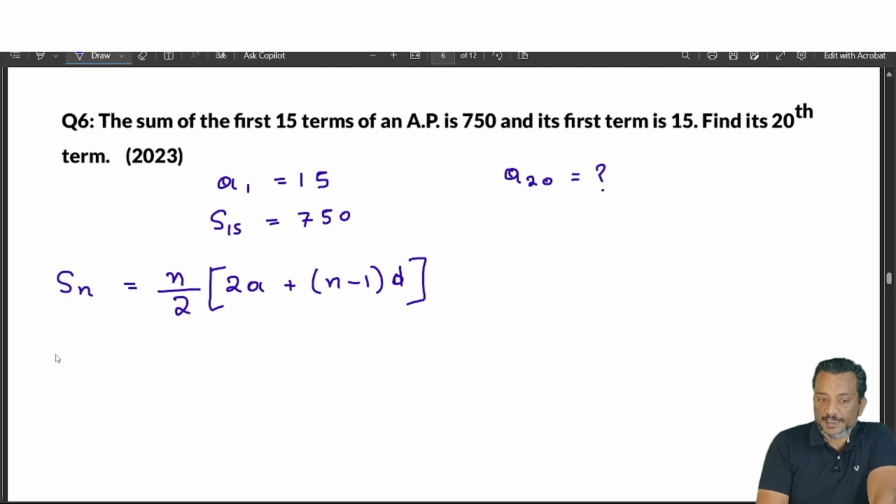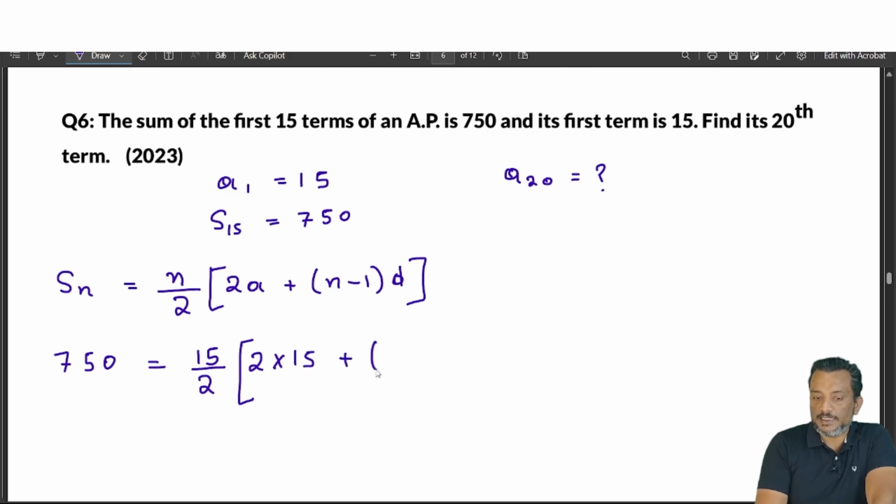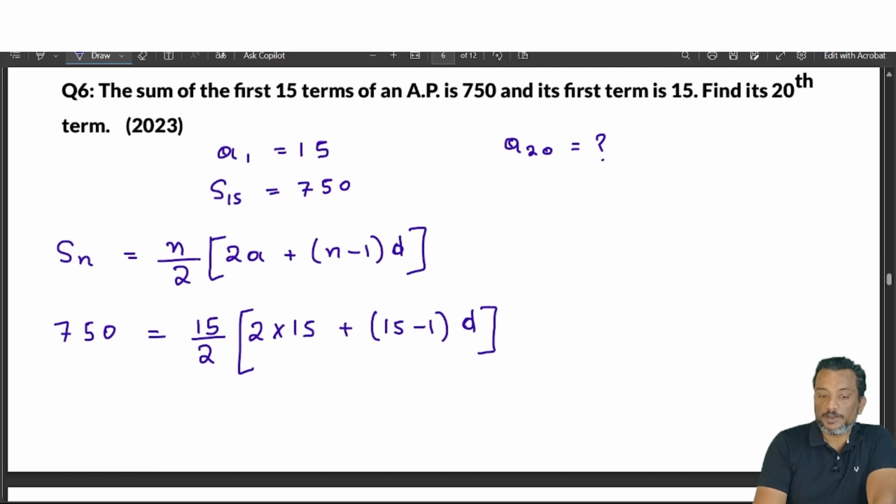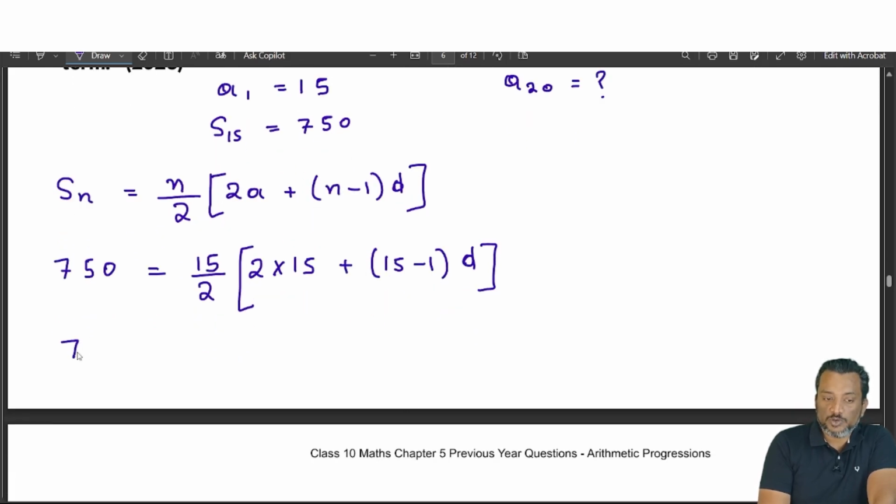So Sn is equal to 750, which is equal to 15 over 2 times (2 times a, which is 15, plus n minus 1, which is 15 minus 1, times d). We have to find d, then we will be able to find the 20th term. Now 750 times 2 over 15, this one you will get as 100.